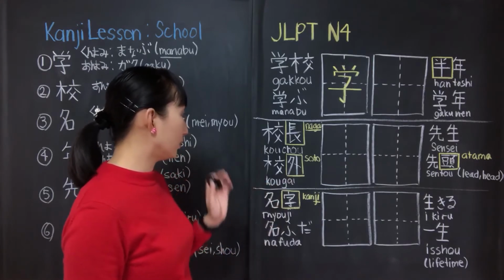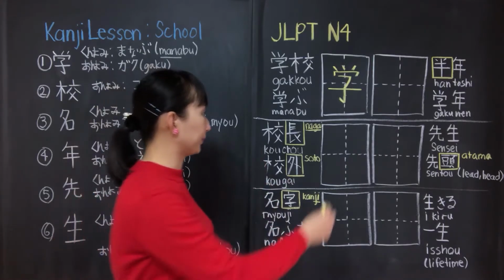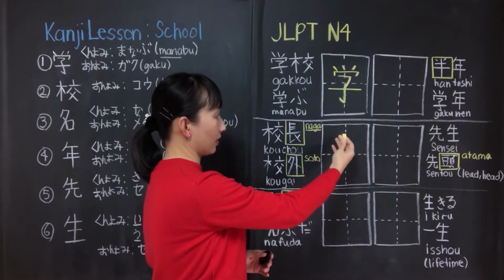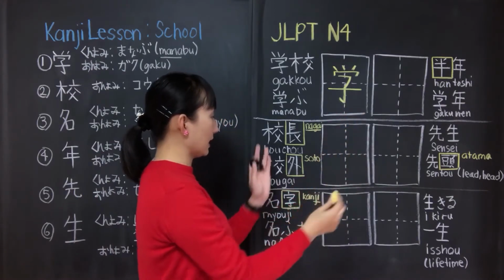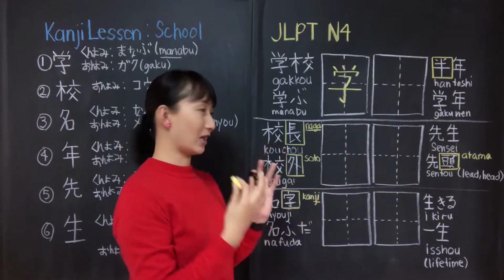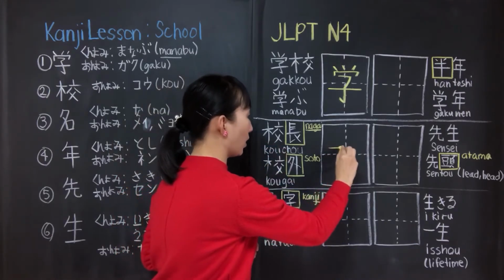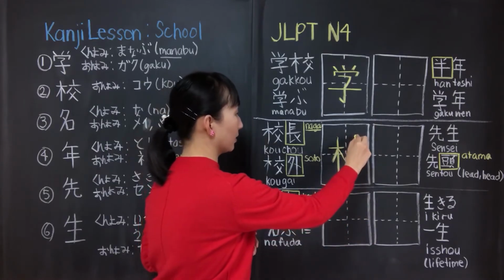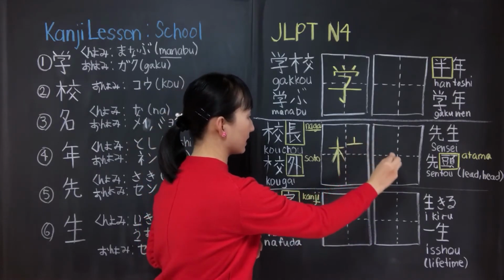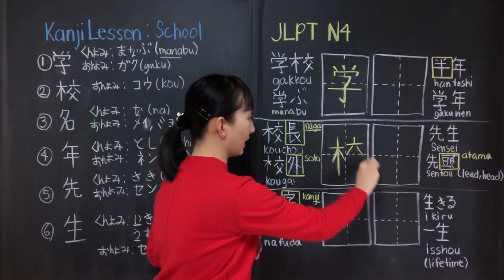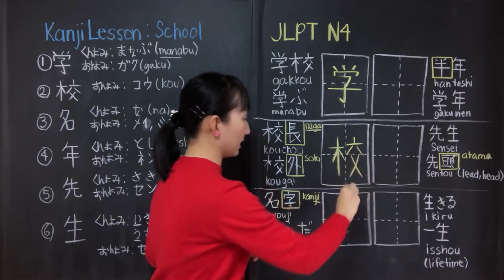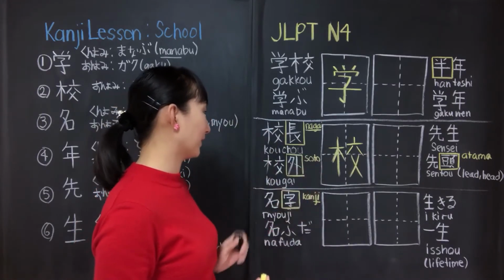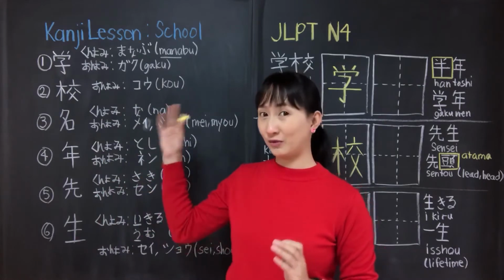Okay, so this is how you write ko. First, we write the first and third quadrant, since they're kind of like two kanji together. So 1, 2, 3, 4, 5, 6, 7, 8, 9, 10. So there are 10 strokes for this kanji. Okay, so we are done with our first and second.